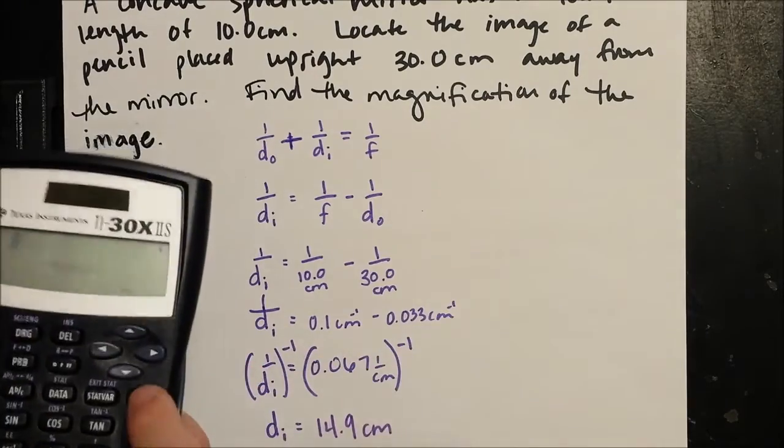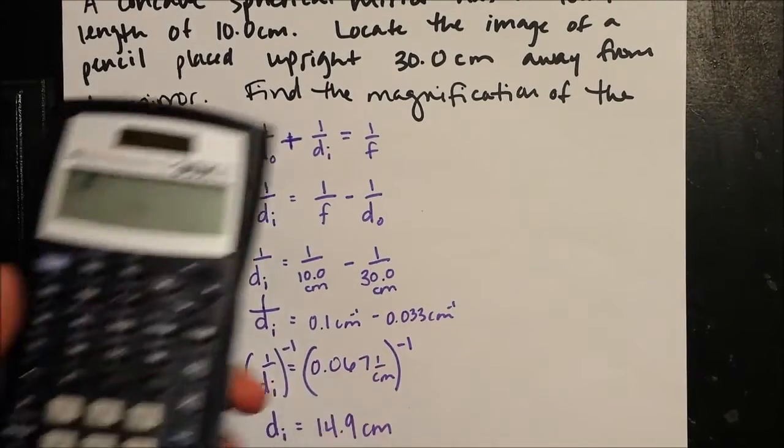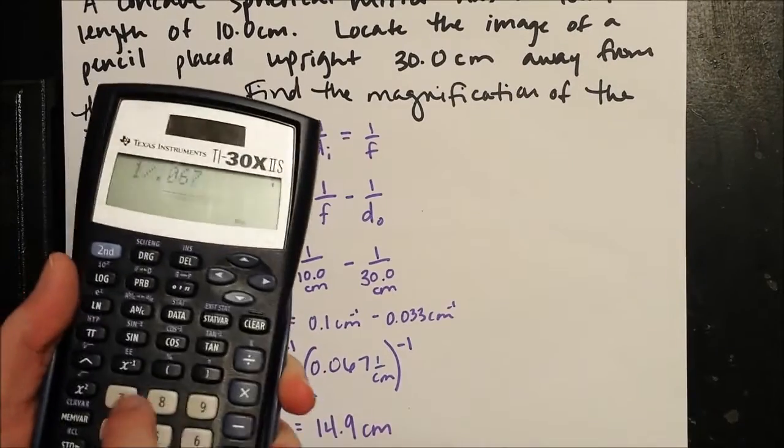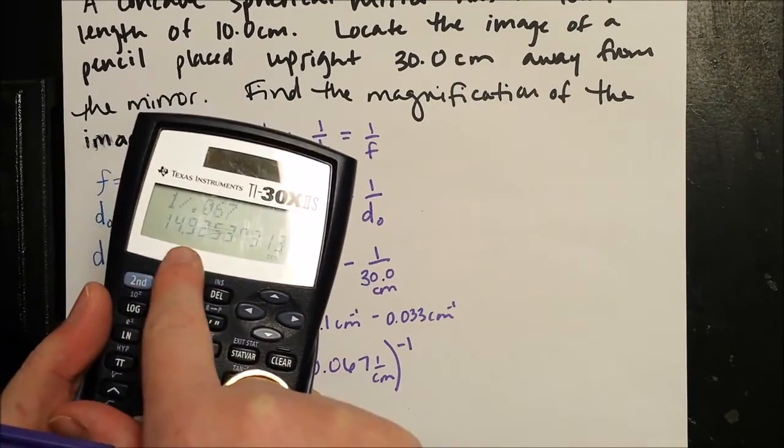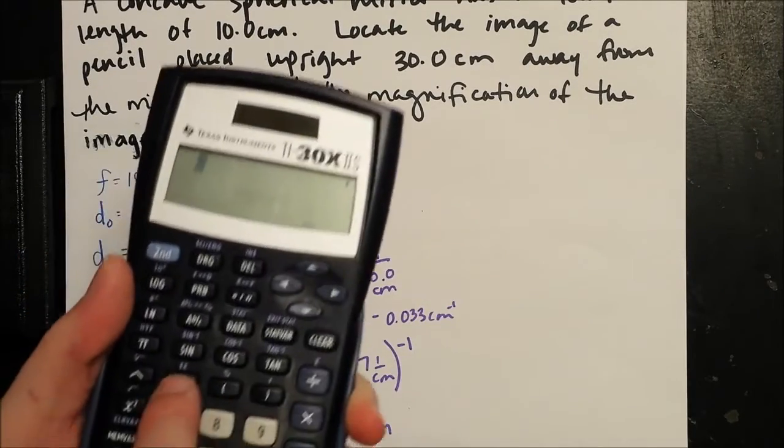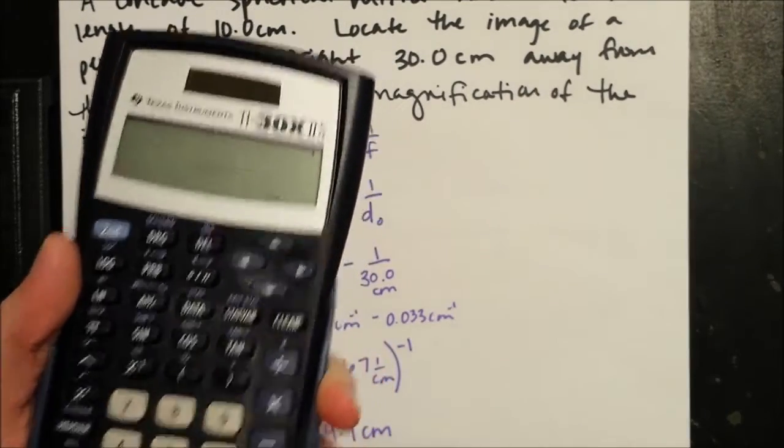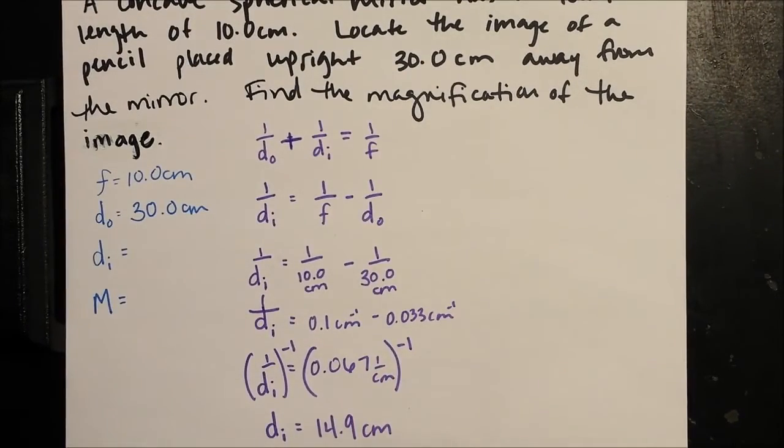Or what I could have done, so see how I've got 0.067, I could do 1 divided by 0.067 because it's the same thing as taking the inverse and I get the same answer. Two ways to do it. I like the handy dandy, it takes the inverse for you button, but that's up to you.